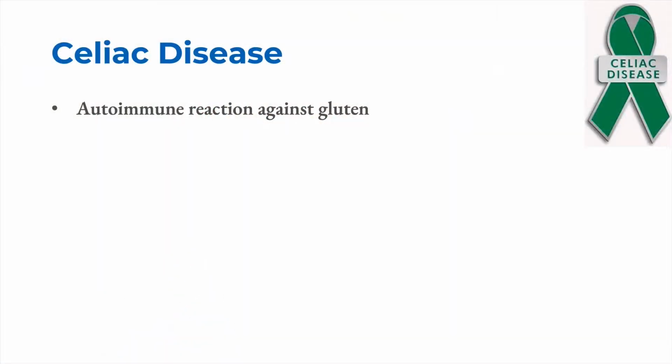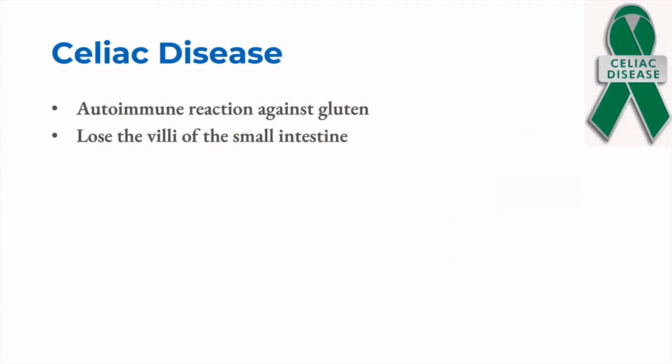So, celiac disease is an actual problem in which your body has an autoimmune reaction against gluten. Whenever people ingest gluten, which is typically in wheat, rye, and barley, your body actually attacks the small intestine. There's an autoimmune reaction in which your body physically attacks your small intestine, and you lose the capability to absorb certain nutrients. And because of that, people can have a lot of symptoms.